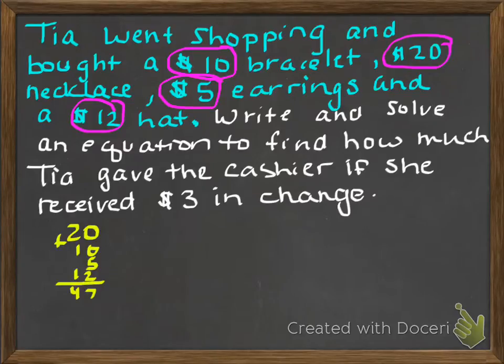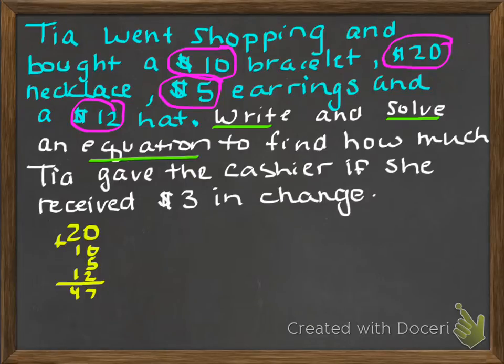As you can see in the bottom left of my paper, I've written in yellow the $47. I've added everything up. The reason you need to do this is so that you can set up the equation, because I want you to notice that it says to write and solve an equation to find how much Tia gave the cashier. So you want to keep in mind that this will have 2 lines on the quiz: 1 line for the equation and 1 line for the answer. Remember, an equation has to have a variable in it, and it also cannot have the variable alone already.